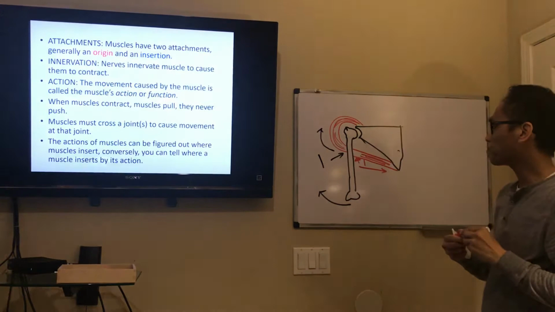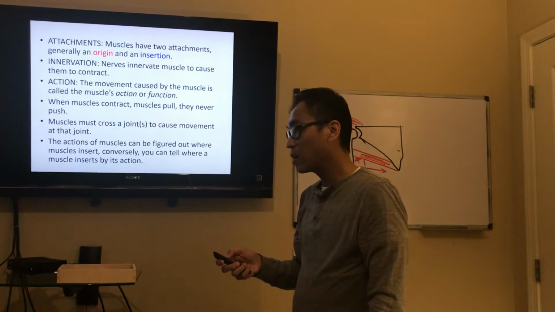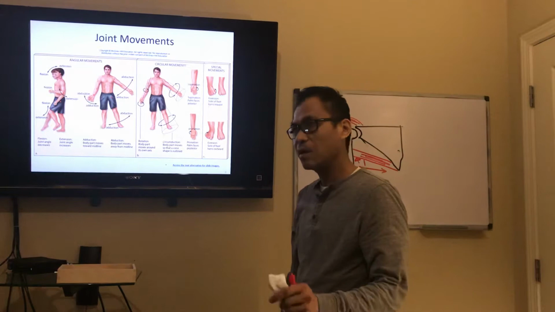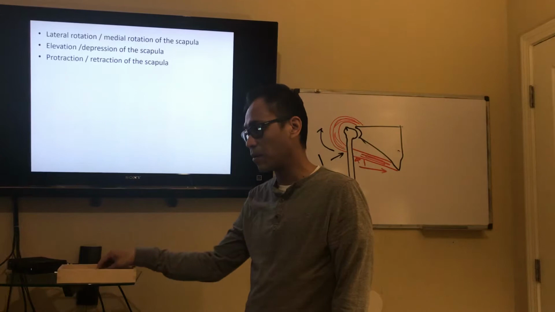Let's start to go through some muscles, but here's a picture of the different movements of joints in a figure. You can look at it and study the different movements. As I go through muscle by muscle, I'll tell you the action and demonstrate them for you. We're going to do muscles that move or stabilize the scapula. There are different ways you can move the scapula, and I list them here. Laterally rotate, medially rotate the scapula.